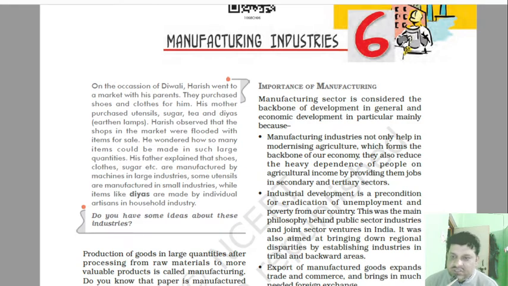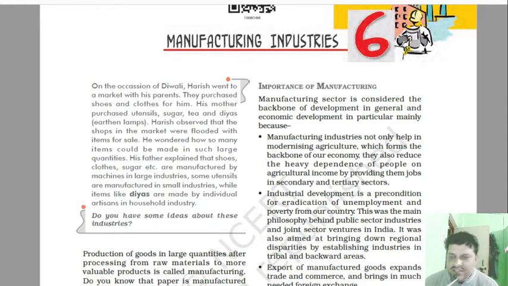They purchased utensils for kitchen utilization. They purchased tea, sugar, eatable items, diyas, earthen lamps, which are used to decorate the houses. Harish observed that during Diwali, the markets are flooded with various types of items. The shops are full with various types of items to be sold in the market, and many people were purchasing them. He wondered how so many items could be made in such large quantities.